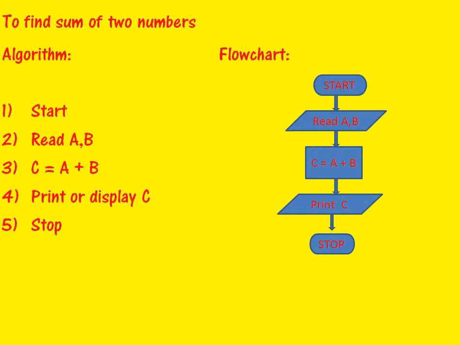The same thing we represent with the flowchart. First, terminal, start, we represent like this. Second, initialize, declare or read the variables. Third, operation performed, C equals A plus B. Fourth, print the statement or operation. Fifth, stop the process. So these are the algorithm and flowchart. After that, we can execute the program. Now let's execute the program.